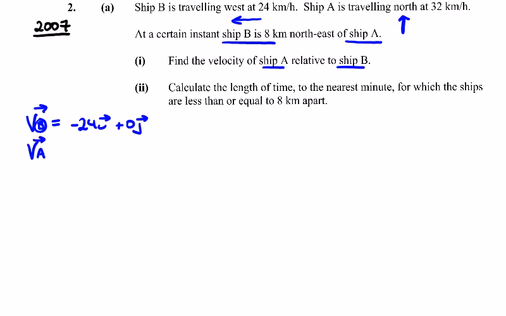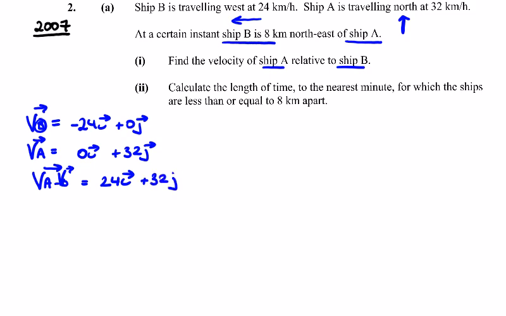The velocity of ship A, north at 32, is 0 in the I direction plus 32 in the J direction. And the velocity of ship A relative to B is the velocity of A minus the velocity of B. So that's going to be 0 minus minus 24, which gives plus 24 in the I direction, and then 32 minus 0, so just plus 32 in the J direction.